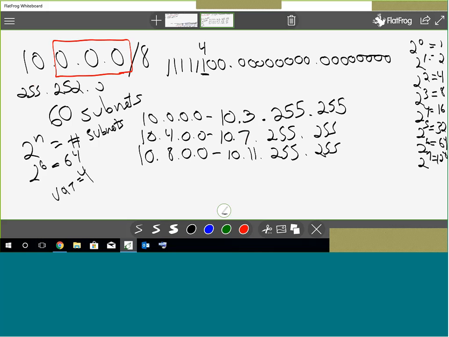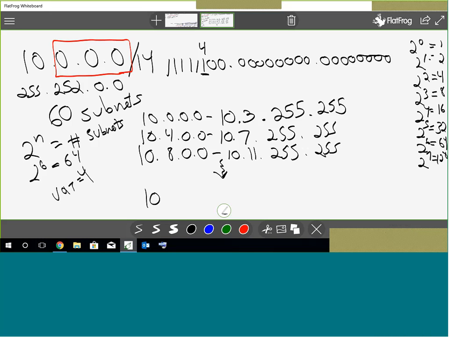Yep, and it'd be 8, 9, 10, 11, 12, 13, 14, /14. That's the new slash notation. Anybody know what the last subnet would be? Absolute last subnet?